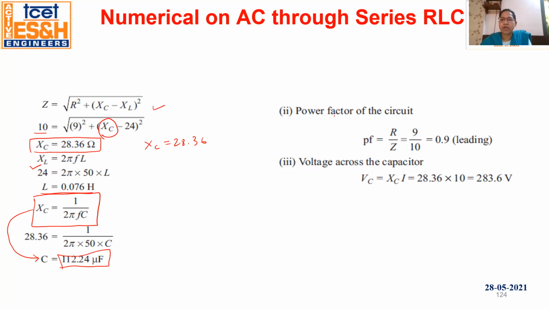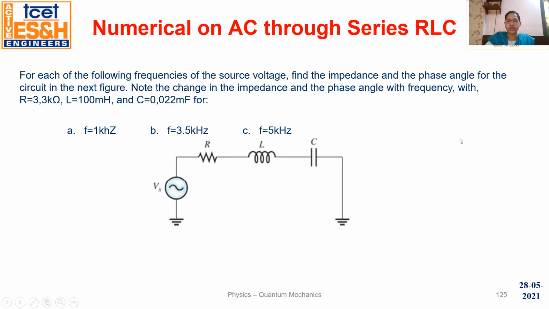And here the power factor of the circuit, cos phi, is equal to R by Z. We know the value of R, and Z is 10. So see here, 0.9 leading, because current is leading. And the voltage across the capacitance is VC equal to XC multiplied by I. Now we have the value of XC, 28.36 multiplied by 10 is equal to 283.6 volts.